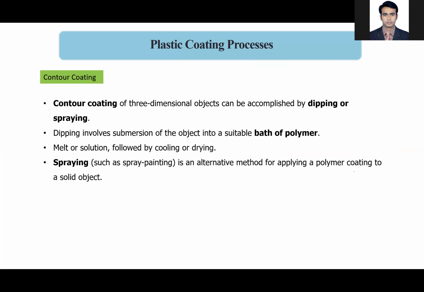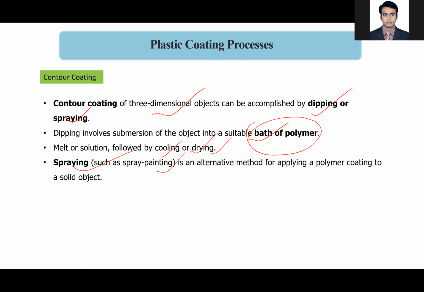And in the case of contour coating, as I said, for the three-dimensional objects, once the objects are produced and you want to coat them with plastic to prevent rusting or corrosion, then you can dip them into it, or you can also use the spray technique to apply a plastic coating on the surface. Okay, dipping involves submersion of the object in a suitable bath of polymer melt or solution, followed by cooling or drying. We introduce it in the bath of polymer, and then we use a drying or cooling method for solidification.